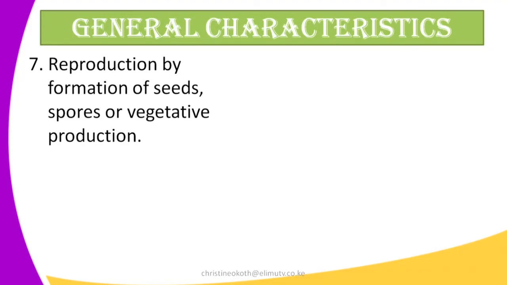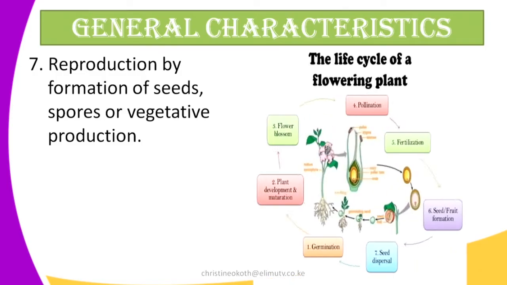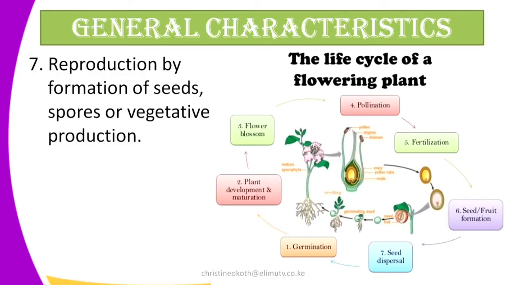So the final general characteristic of plants is in terms of reproduction. They reproduce by formation of either seeds or spores, or by vegetative reproduction. In our illustration, we have the life cycle of a flowering plant. There are flowering plants and there are non-flowering plants, but they both undergo reproduction.